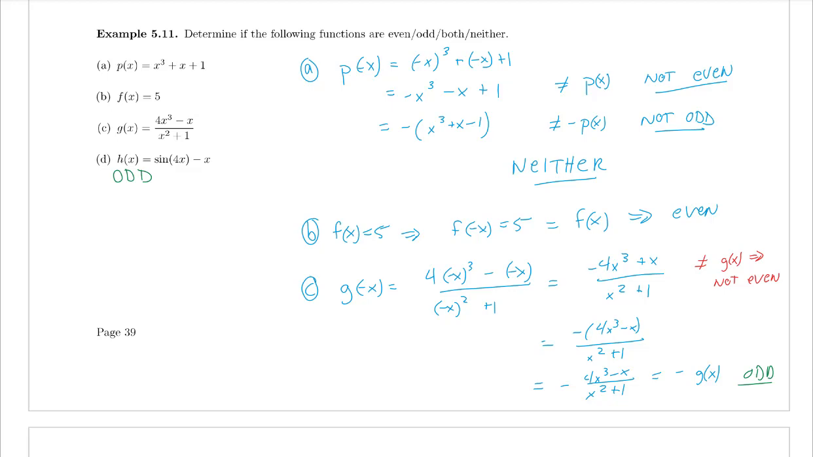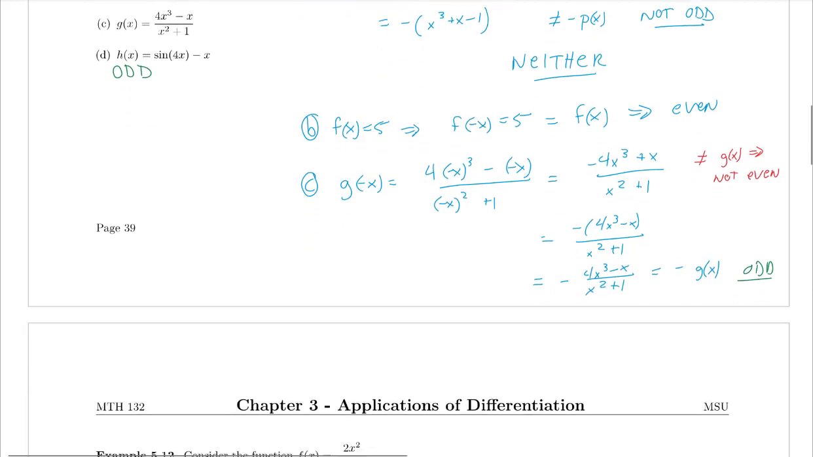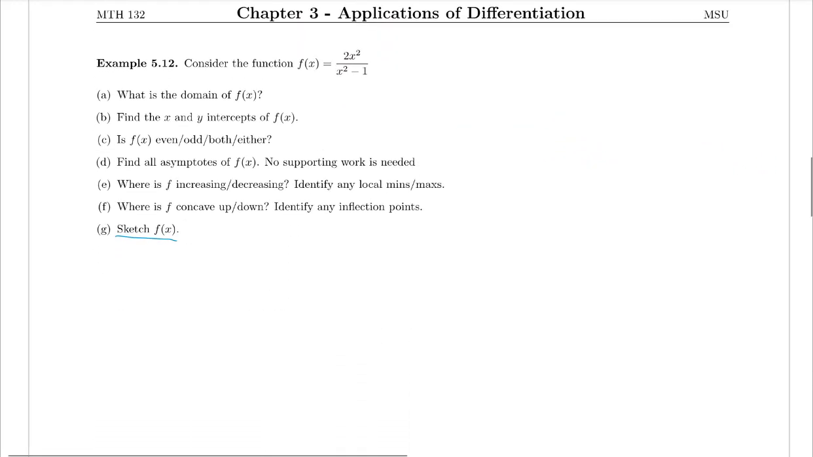Okay, moving on to the next problem. So let's take a look at example 12 here. So this is an example that brings together all of the elements of what we've learned about derivatives so far. We're going to use derivatives to figure out when this function is increasing and decreasing. This is what we're going to use the first derivative for. And then we're going to use the second derivative to figure out where the function is concave up or concave down and identify any inflection points.